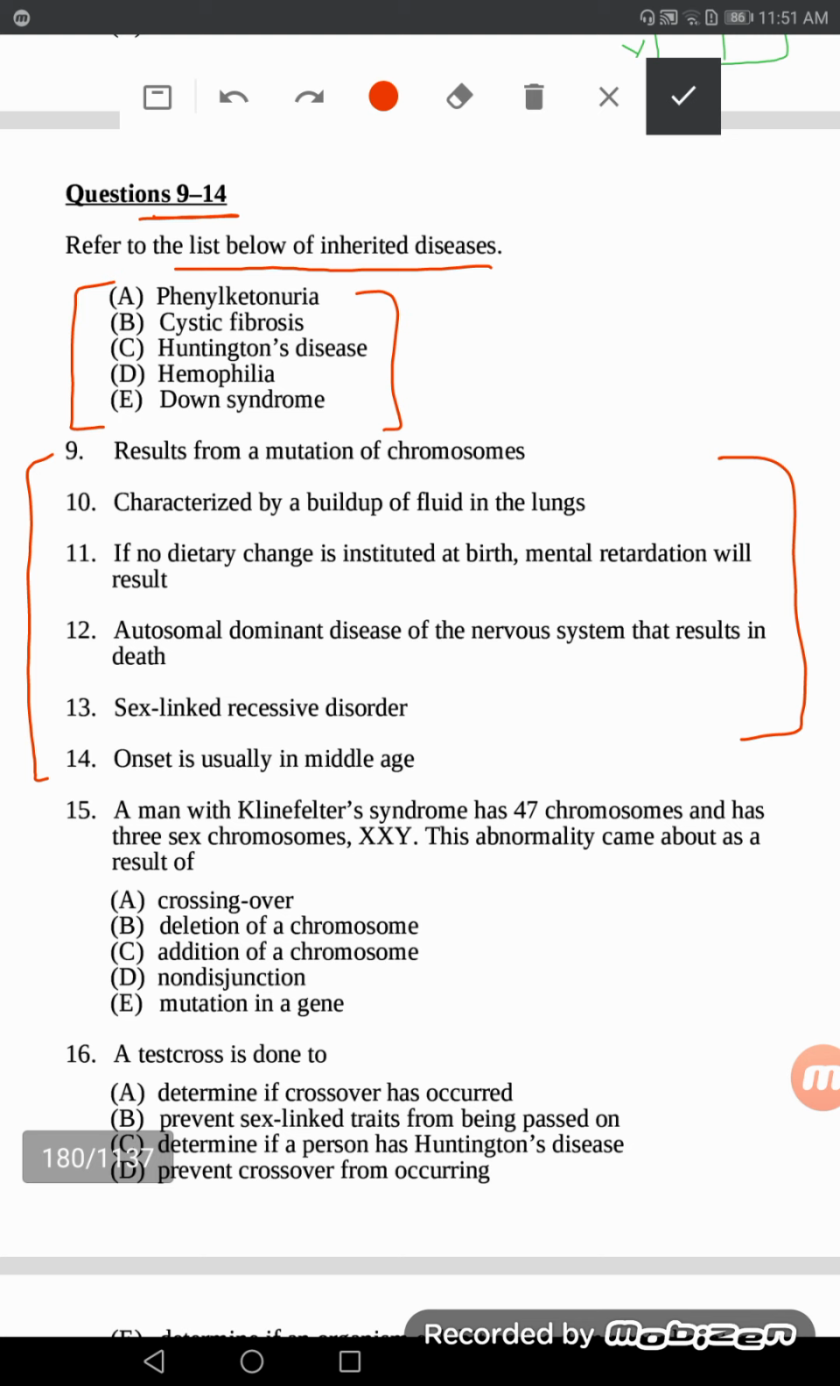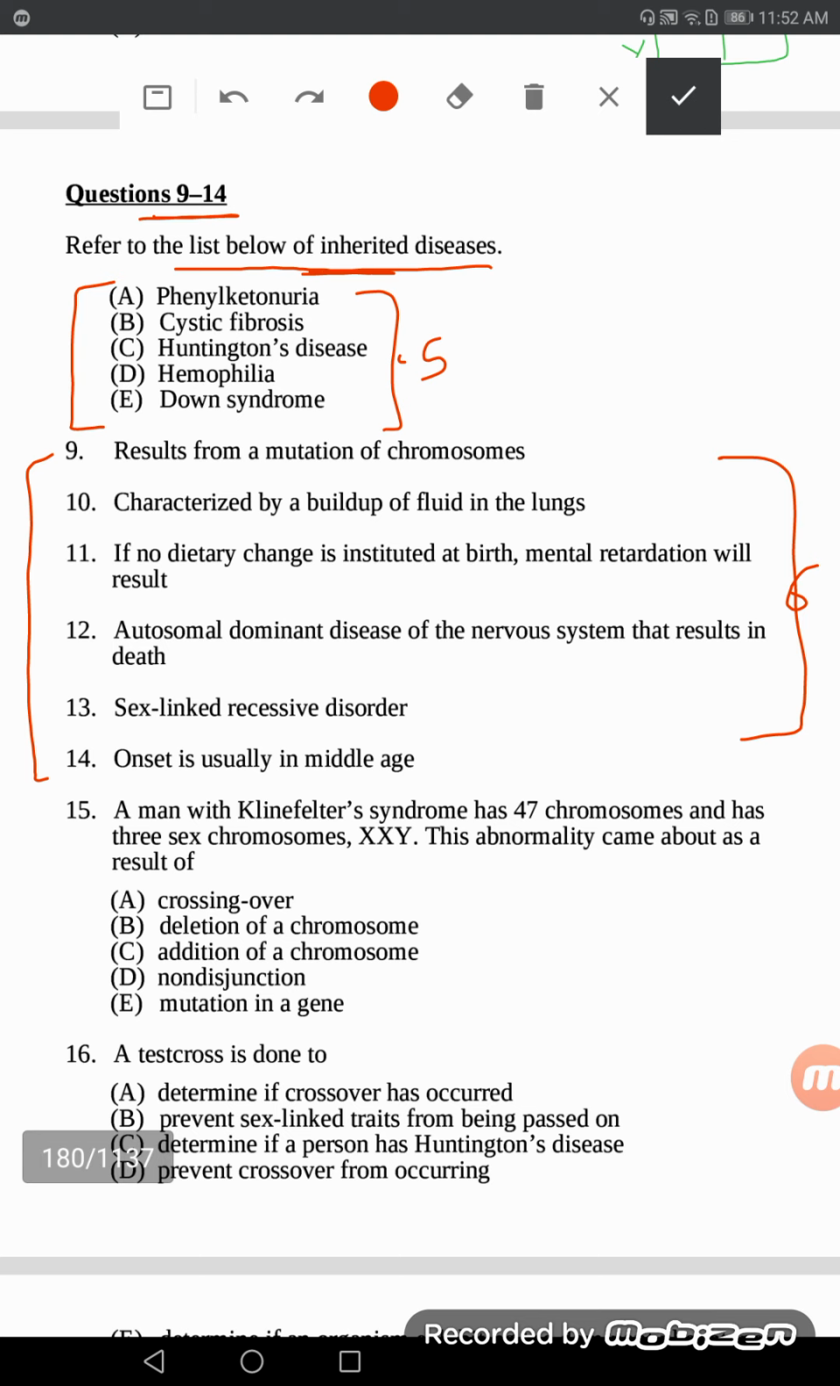We have five diseases here, and we have six statements. We have to match them. It's a matching question. So we have these genetic or inherited diseases. Inherited means diseases that are passed from parents to offspring.